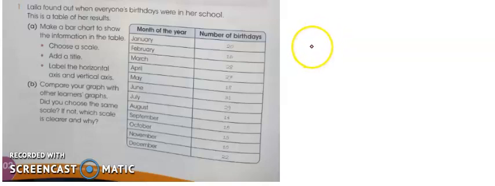Bismillahirrahmanirrahim. Welcome to another lesson for grade 4 mathematics. Lesson 3 for topic handling data. And in handling data, we are going to talk about bar charts.